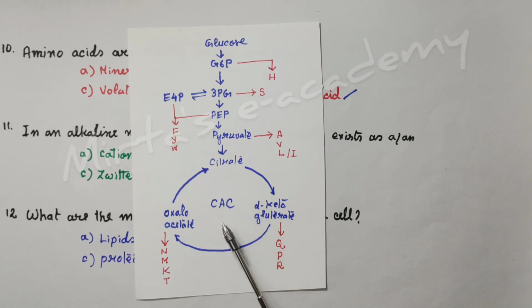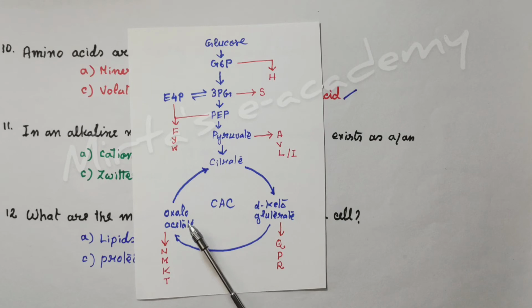Then come to CAC, that is citric acid cycle. So from pyruvate, then citrate, then alpha-ketoglutarate. This alpha-ketoglutarate gives us Q, P and R. Q is glutamine, P is proline, R is arginine.